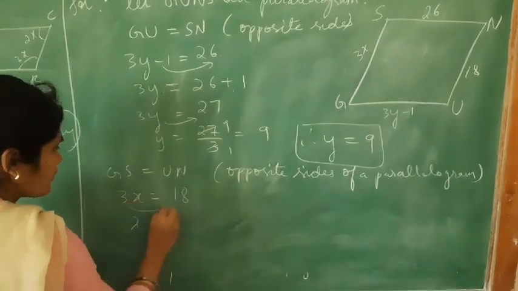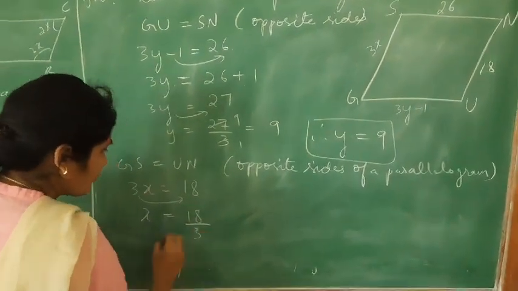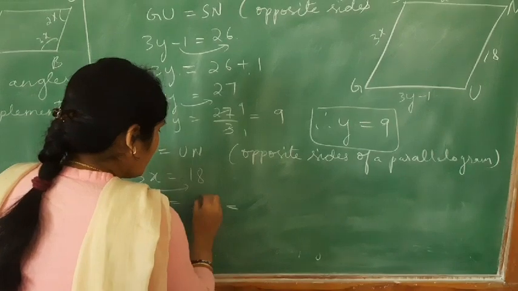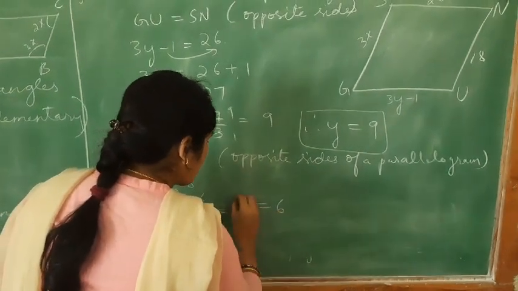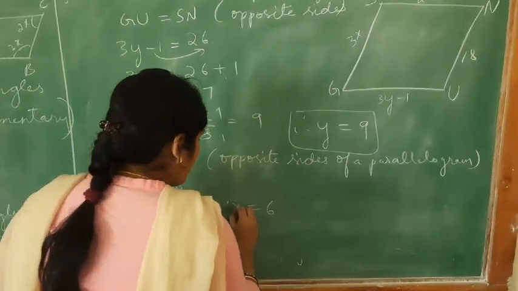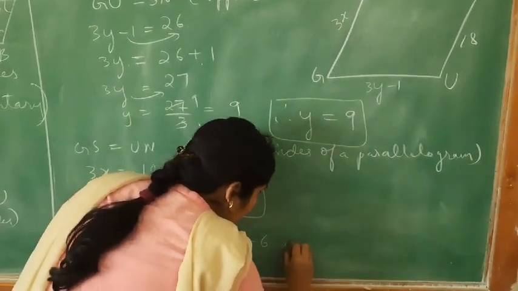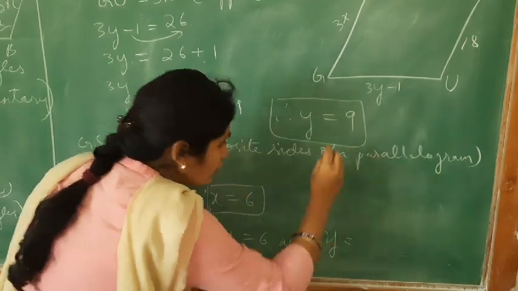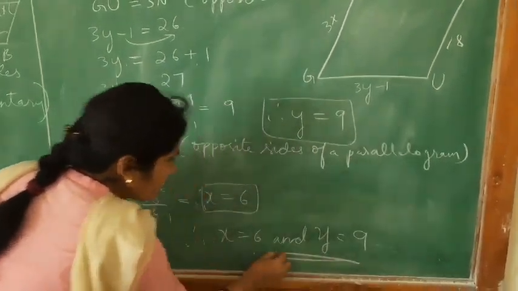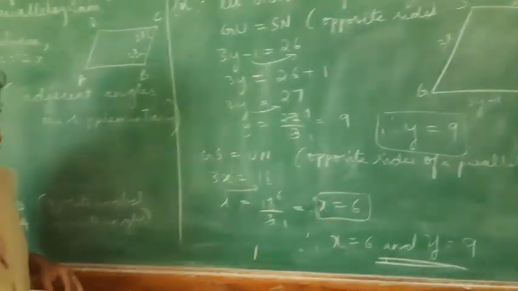x is equal to, transpose this 3 to the RHS, it will be the denominator. 3 ones are 3, 3 sixes are 18. And x is equal to 6. Therefore, x is equal to 6 and y is equal to 9. These are the required values in the parallelogram.